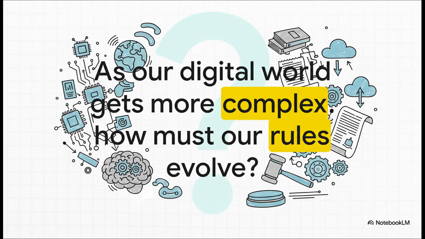And that brings us to our final thought for today. We've gone on this incredible journey, right? All the way from a tiny microprocessor up to the complexities of international law. And every single one of these layers is evolving at a dizzying speed. So the real question we're left with is this: as our technology gets more and more powerful, more complex, how are our laws, our ethics, and our rules going to evolve just to keep up?